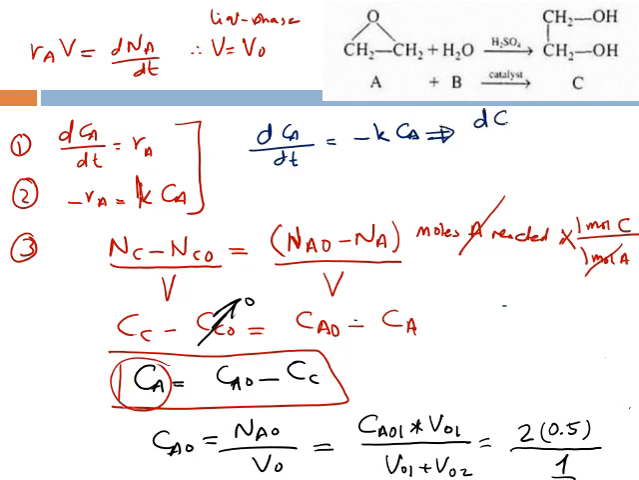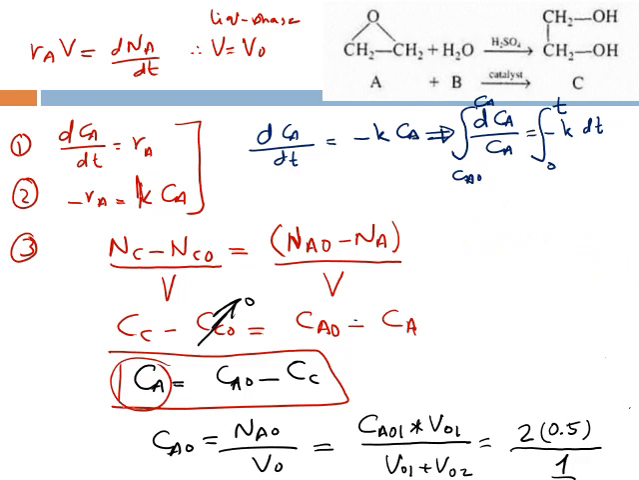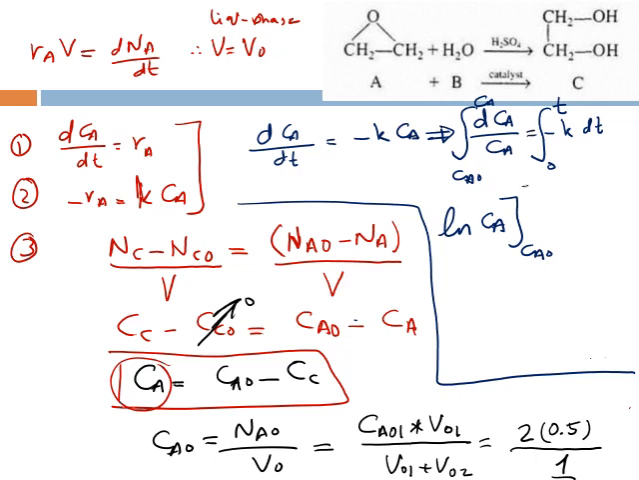Obviously, you will write it as dCa by Ca equals minus k times dt, and then you can integrate, right? At time 0, you have Ca equals Ca naught. At time t, Ca equals Ca, and upon integration, if you allow me, let me just erase this portion. Okay, so upon integration, this will become ln Ca evaluated from Ca naught to Ca, and this will become minus k times t evaluated from 0 to t, and the evaluation of this is simply ln Ca over Ca naught equals minus k times t.